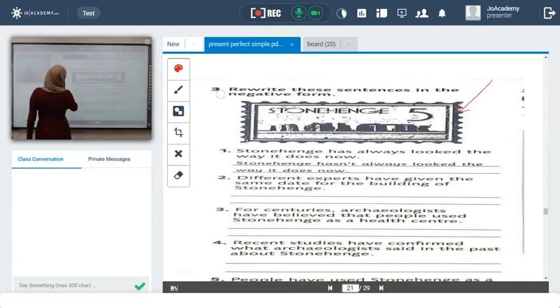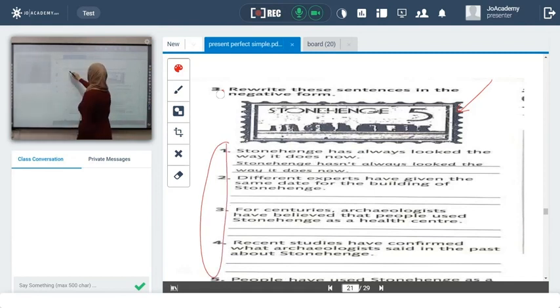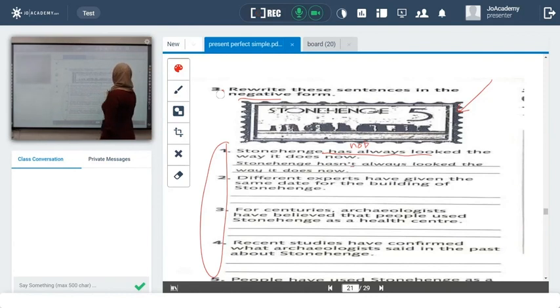So what are we going to do here? We're going to rewrite these sentences in the negative form. So we're going to form negative sentences. Let's have an example. Sentence 1 is an example. Stonehenge has always looked the way it does now. We want to make this sentence negative, so we add not after has. So what do we say? Stonehenge hasn't always looked the way it does now.